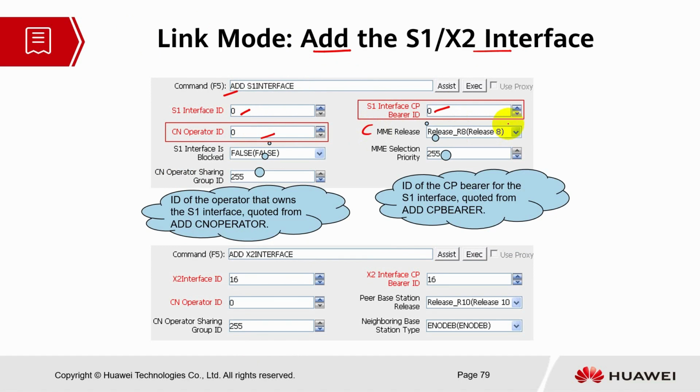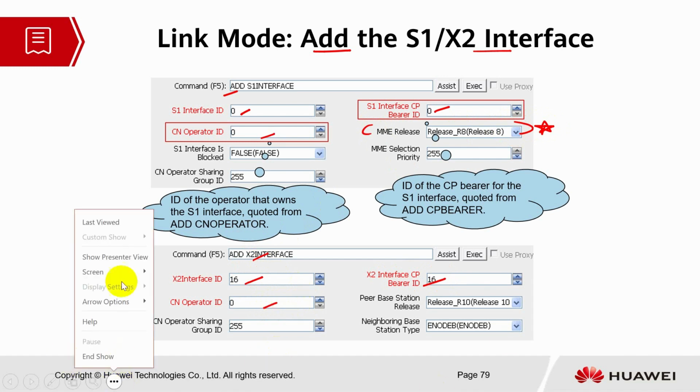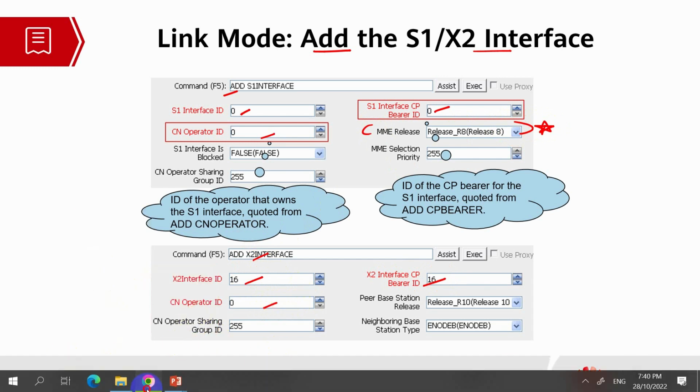And MME release is also important, so we have to make sure we use the correct MME. For the X2 interface, we are adding the ID and binding it to the X2 CP bearer ID. This is for the neighbor side and CN operator ID. So let's look into this command, S1 interface and X2 interface.